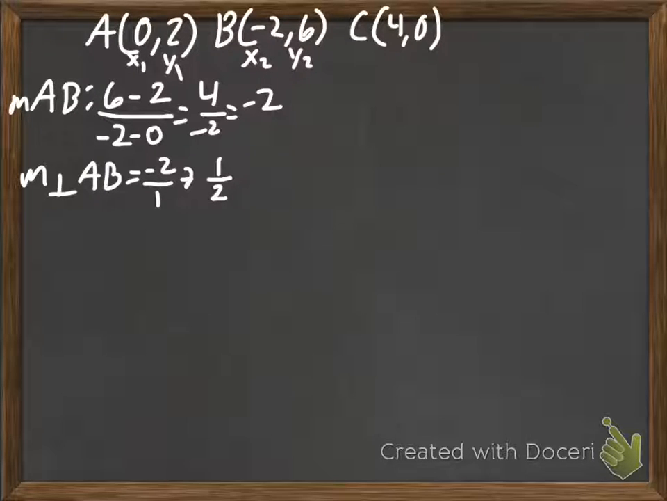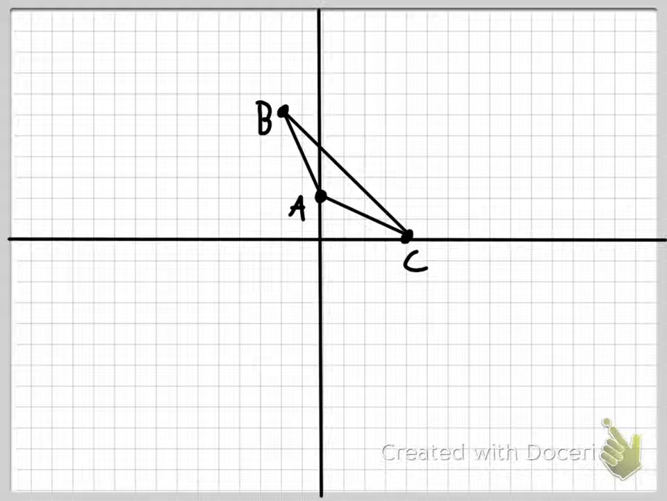So now what we're going to do is go to this page with C, and we're going to draw in that slope. So it's 1 divided by 2, so 1, 2. And then we're going to draw the line that goes all the way through this.